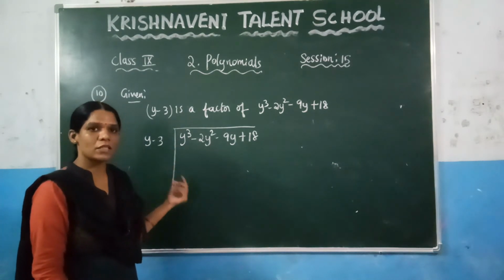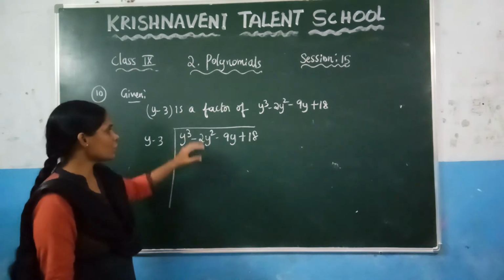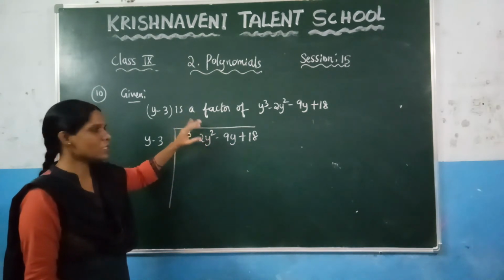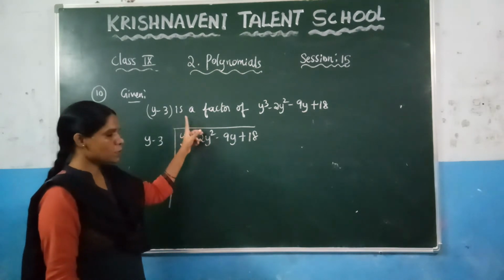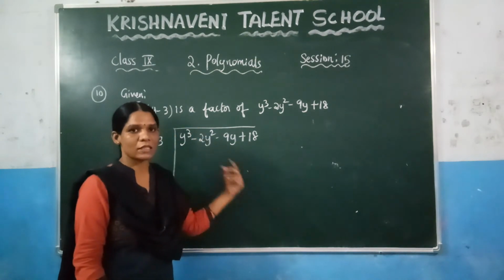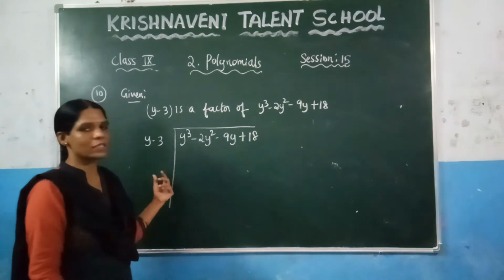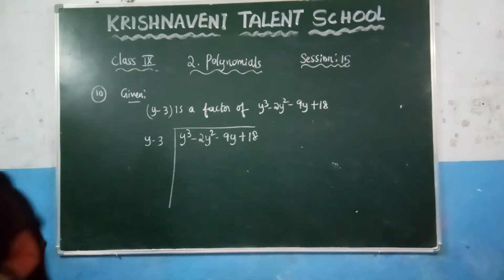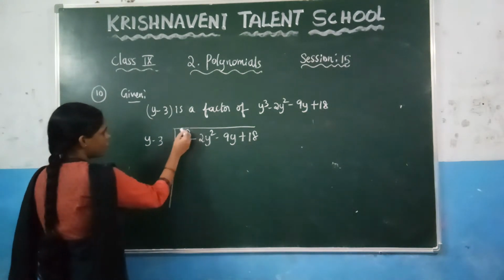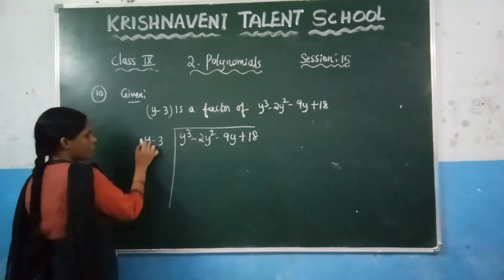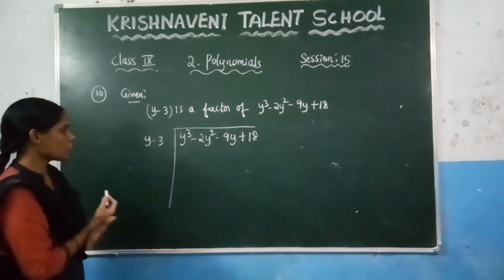Why are we dividing these two polynomials? Because you have to get a quotient. If you get the quotient, that means the answer of the division, then you can split that so that you will get the other two factors. For that reason we are dividing these two polynomials. Now see how to divide. First you have to divide the first term of the dividend by the first term of the divisor. So what do you get here?